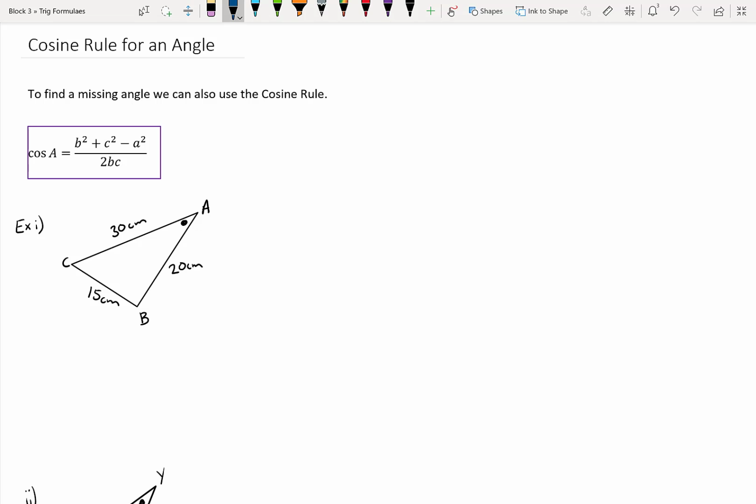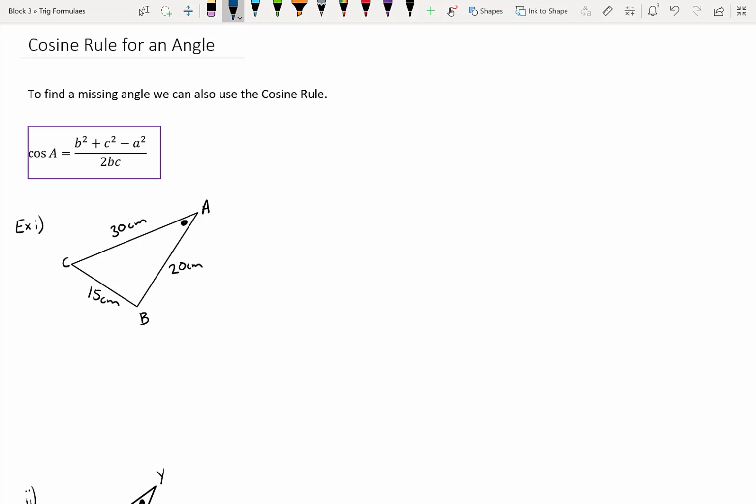So here we're going to look at another one of our trig rules. We're going to look at the cosine rule, but this time we're going to look at using it to help us find an angle. So when we want to use the cosine rule to find an angle, we know that the cosine of angle A is equal to the sides b squared plus c squared minus a squared all over 2 times b times c. And that is on the formula sheet, you don't have to remember that one.